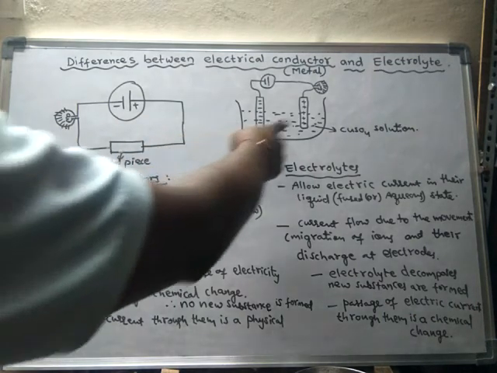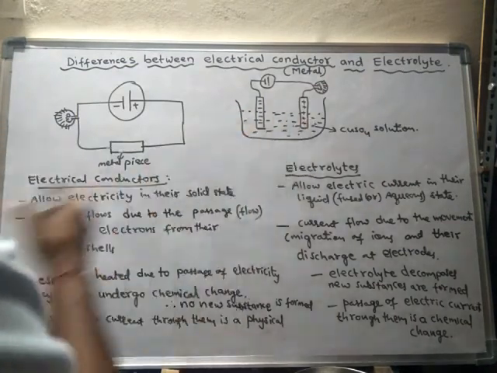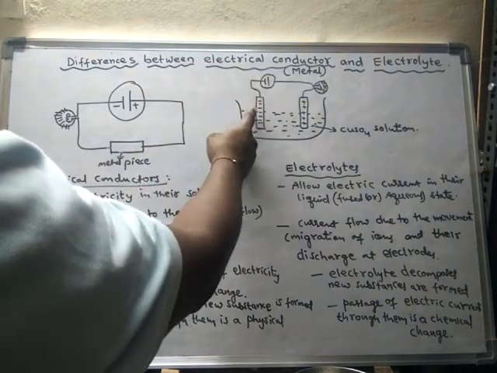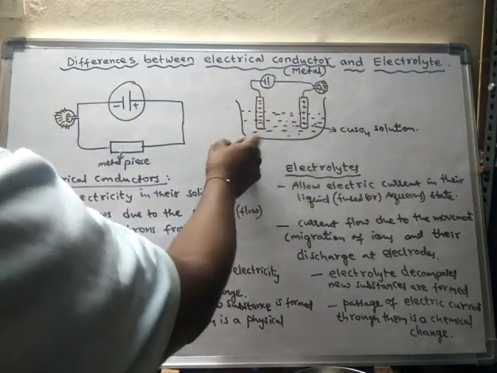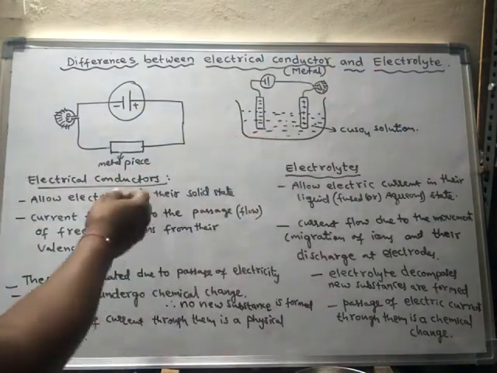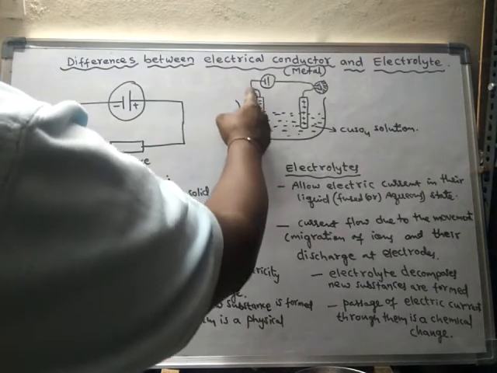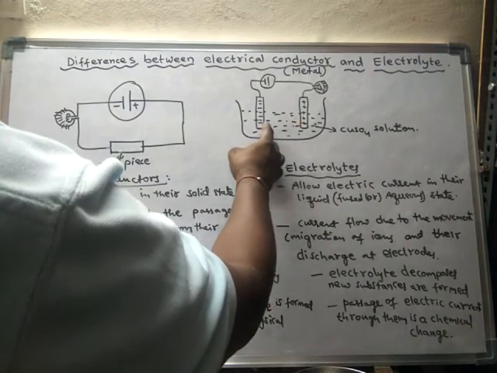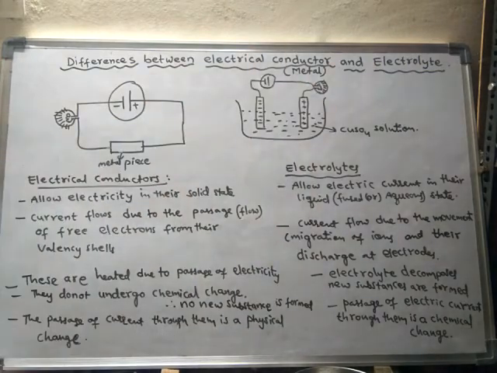In the same way, even an electrolyte, here this is electrolyte. This electrolyte contains free ions. When the battery is switched on, what happens? Electricity will flow through this electrolyte. Electrolyte will conduct electricity, will allow electricity, due to the presence of free ions in it. Due to the movement of ions, electricity will flow. This electrolyte will allow electricity to flow through it. So as a result of the flow of electricity, the bulb will glow.